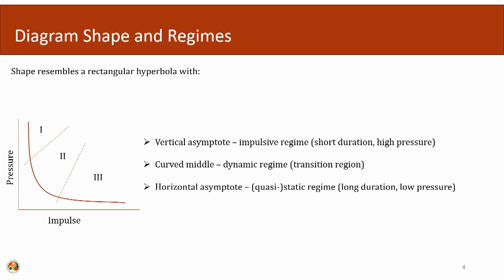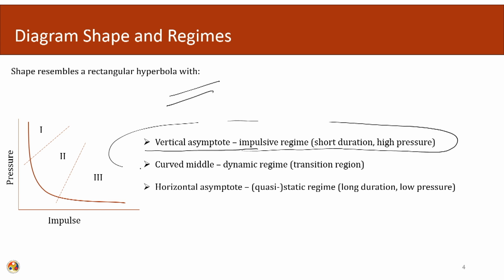The shape of the pressure impulse diagram resembles a rectangular hyperbola. It has a vertical asymptote, which represents the impulsive regime: short duration, high pressure.